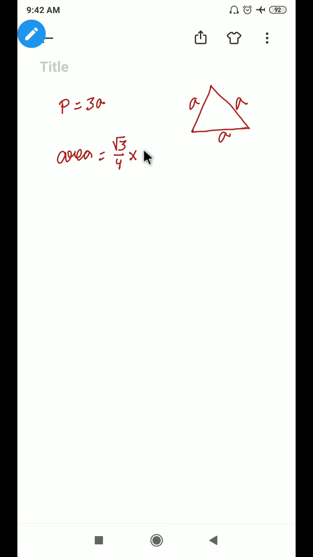Now go to the next special type of triangle, that is the equilateral triangle. This is an equilateral triangle whose all sides are a. How to find the perimeter? Just add the sides. You will get 3a, a plus a plus a. And how to find the area of this type of triangle? Area is equal to root 3 by 4 into side square. Each side is a, so a square. Suppose each side is given as 4, just put the value 4 here and you will get the answer.